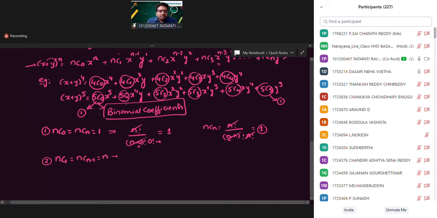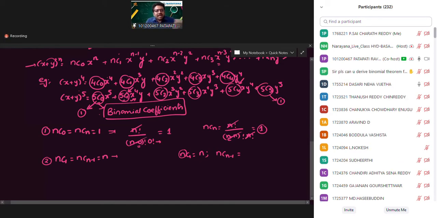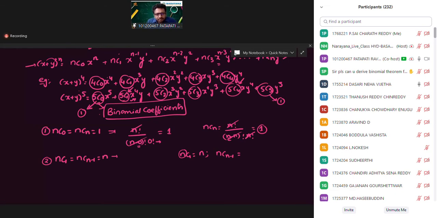nC1 is equal to nC(n minus 1), which is equal to n. What is nC1? nC1 means simply starting with n, you write only one number. This is very easy: n. Now, nC(n minus 1) is difficult to calculate by the shortcut, because starting with n, you have to write n minus 1 numbers, right? Among 5C1 and 5C4, using the shortcut, which is easy to find? 5C1 is easy to find, right? Starting with 5, you write one number.